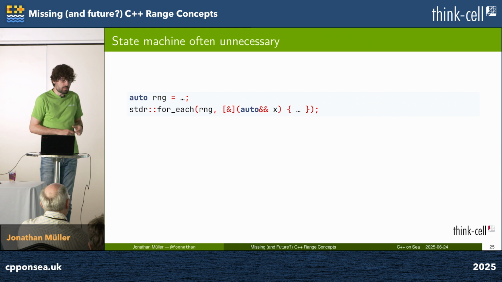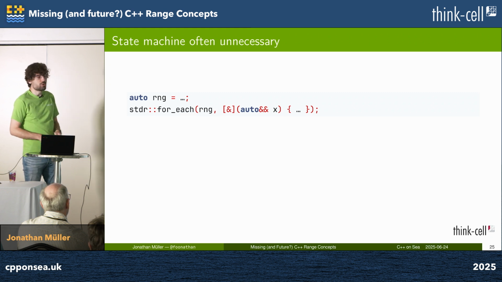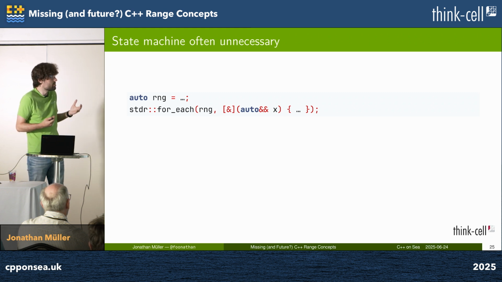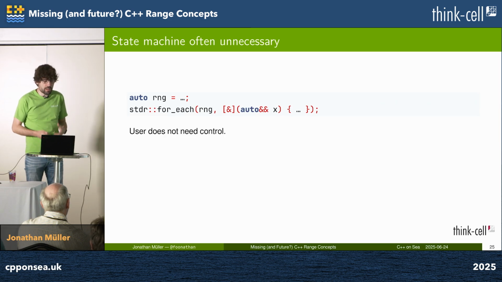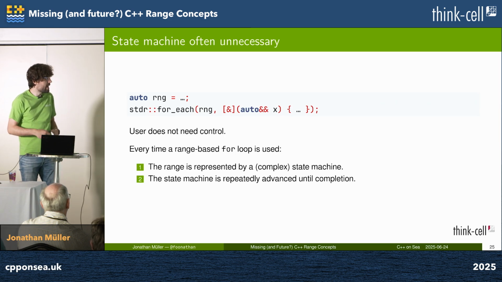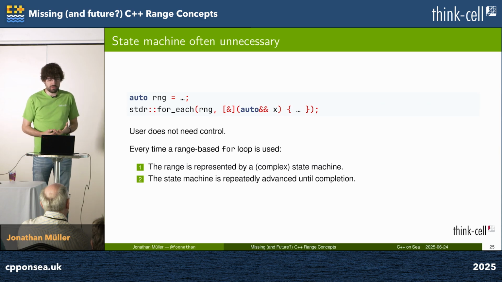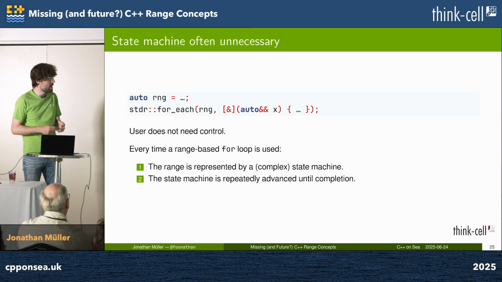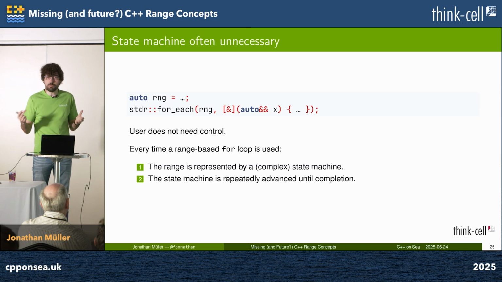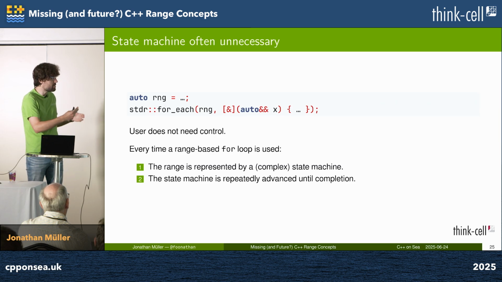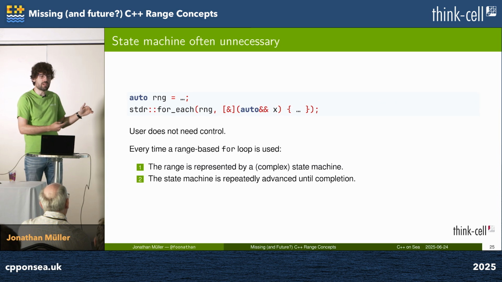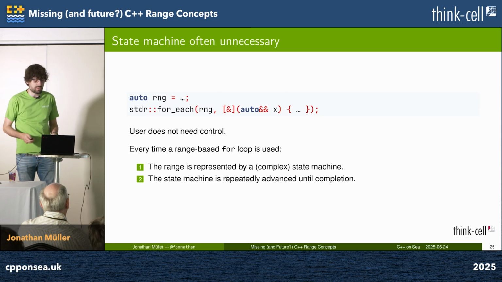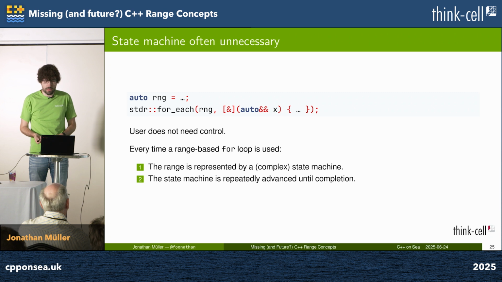However, often this is completely unnecessary because you're just calling something like for each. And in this case, you don't want any control, you just want, give me all the elements, right? So we don't need control, yet we have it. And every time we have a range-based for loop, we represent the range by a potentially very complex state machine, and then this state machine is repeatedly advanced until completion. So the entire thing is a bit unnecessary because we don't need the state machine, and yet we construct one and then just exhaustively enumerate all the states.